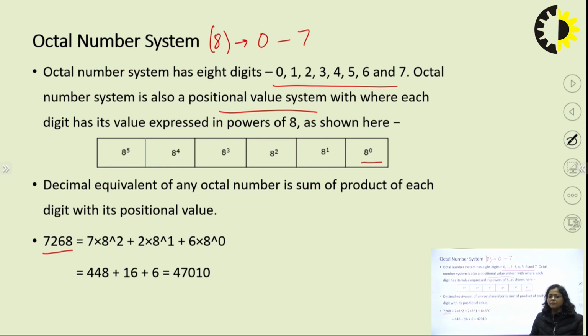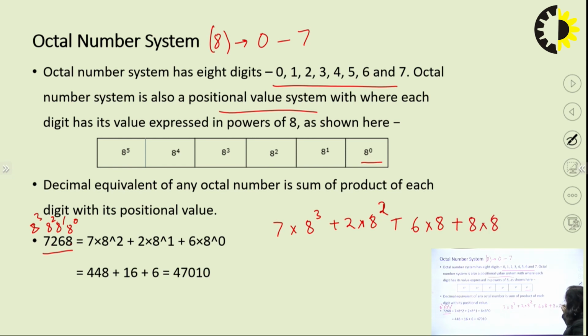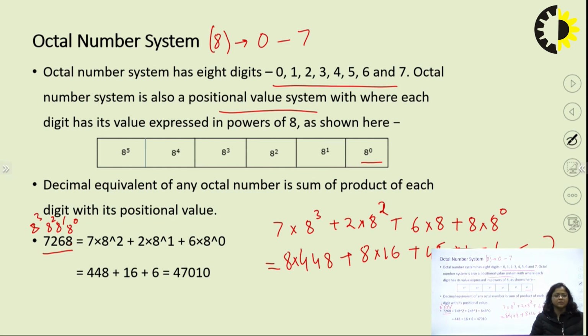For example, if this is the given octal number, then we can easily find its decimal equivalent by the weighted sum method. The weights of these digits are 8 to the power 0, 8 to the power 1, 8 to the power 2 and 8 to the power 3. So, 7 multiplied by 8 to the power 3 plus 2 multiplied by 8 to the power 2 plus 6 multiplied by 8 plus 1 multiplied by 8 to the power 0. No, this is wrong. We can simply sum up these terms to find the decimal equivalent number.